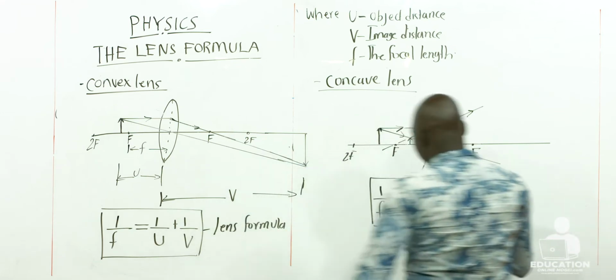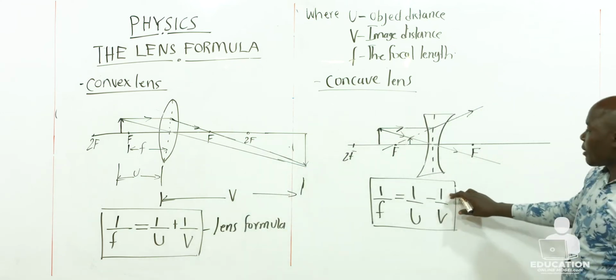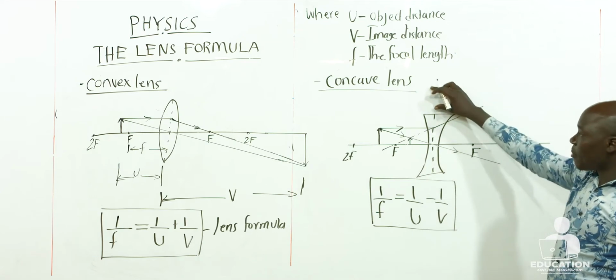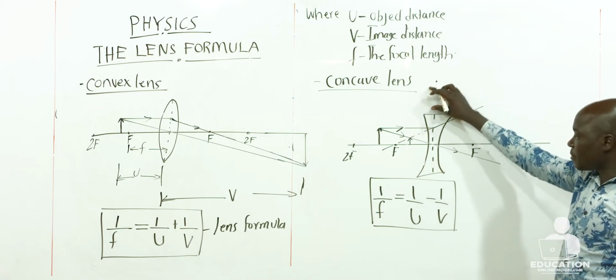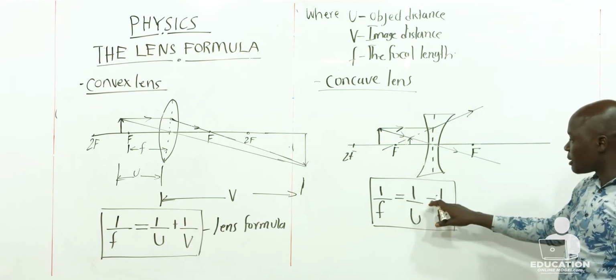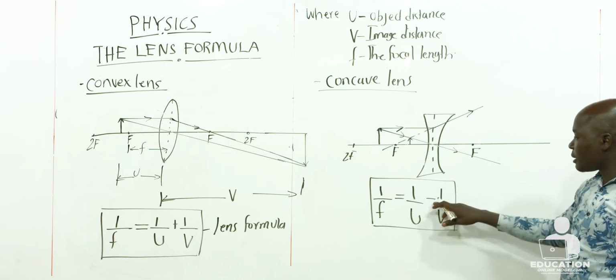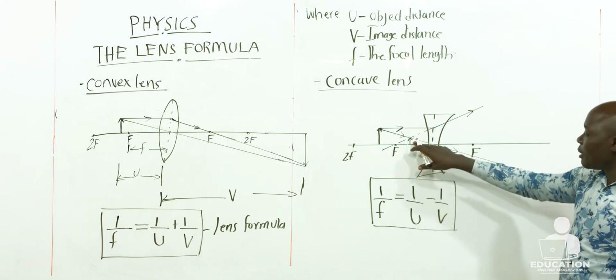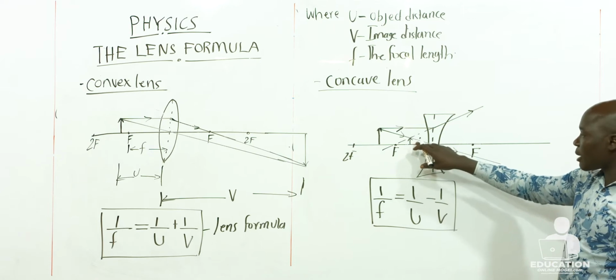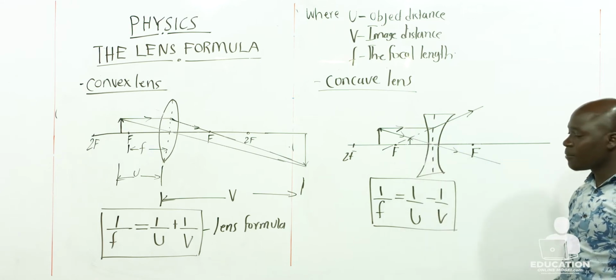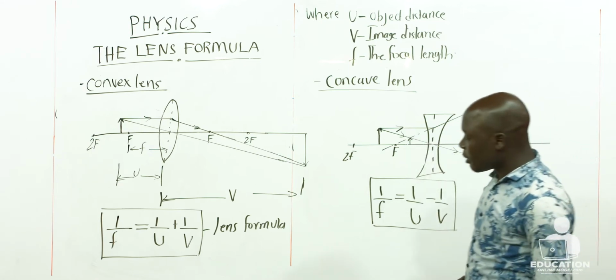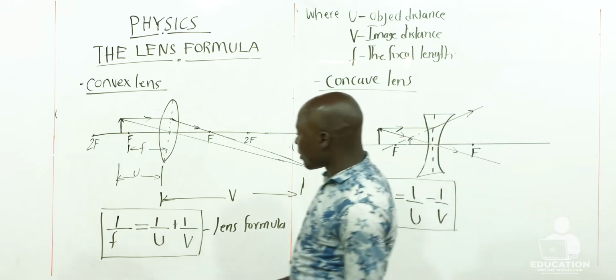This is also a lens formula, that is for an image formed by a concave lens. The image distance is taken to be negative because it is formed by apparent intersection of rays.